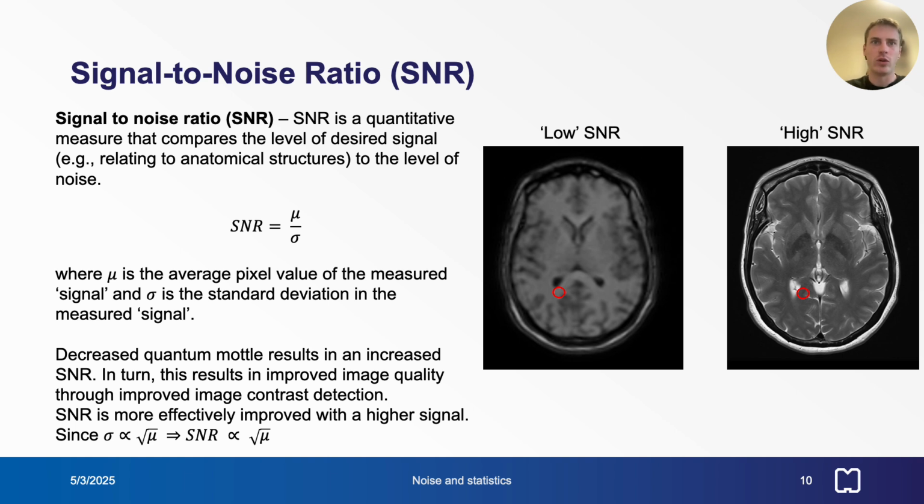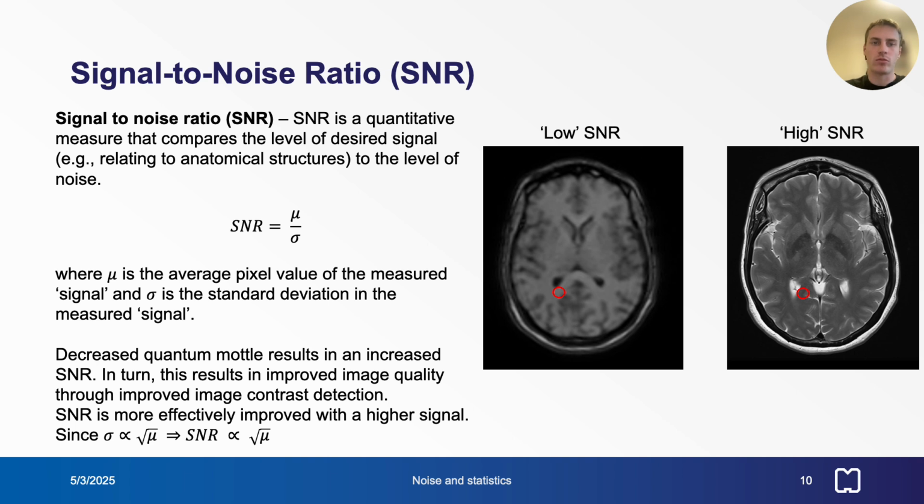Signal-to-noise ratio, or SNR, is a quantitative measure that compares the level of desired signal to the level of noise. You can see a scout MR image of the brain on the left and a T2 weighted image of the brain on the right. The second image will have a better signal-to-noise ratio for a given anatomical region.